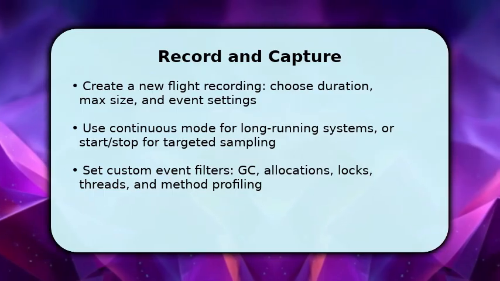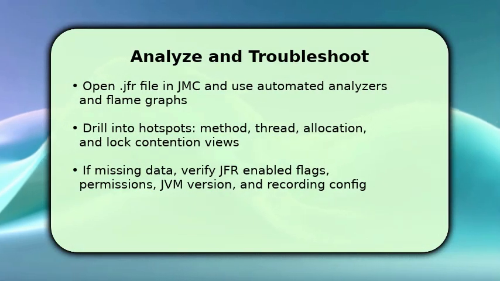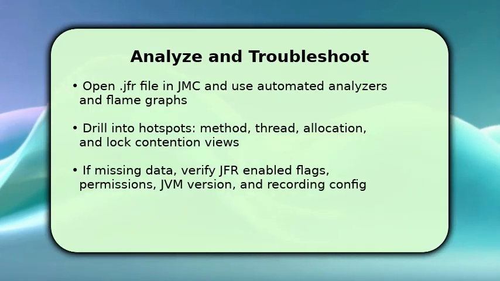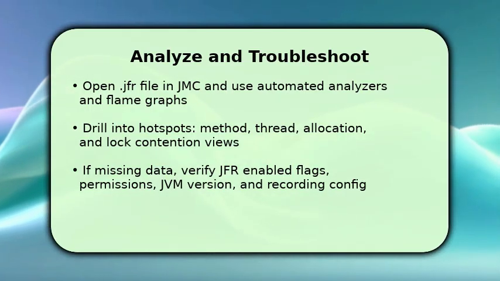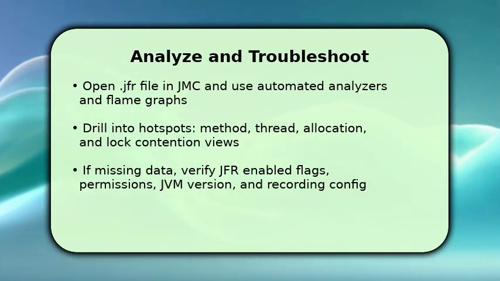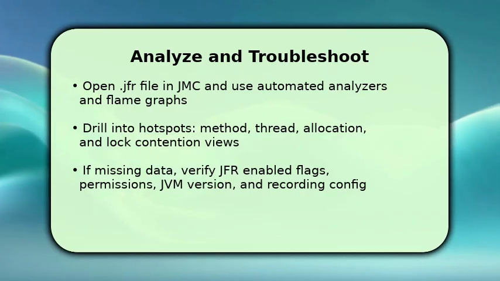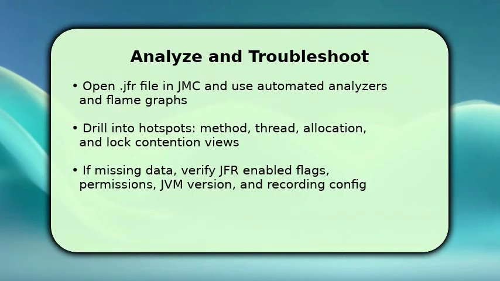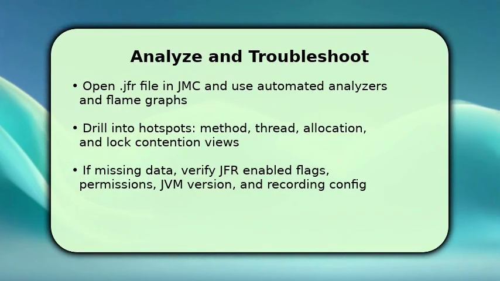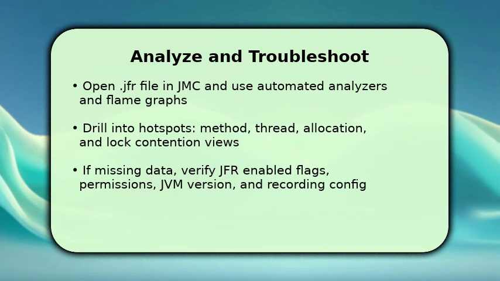You finish by opening the recording in Mission Control and running the automated analysis to highlight anomalies and expensive methods. Explore the JVM browser, thread, allocation, and Flight Recorder pages. Use flame graphs and hot method tables to pinpoint bottlenecks. Once done, export findings or save snapshots for comparison. If results look sparse, check your JVM flags and permissions, confirm the correct JVM version, and rerun with higher event resolution. A single troubleshooting tip: enable more verbose.